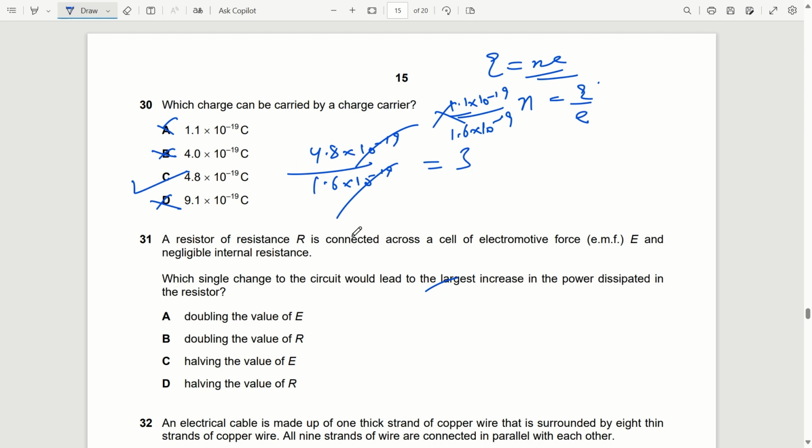Question 31. A resistor of resistance R is connected across a cell of electromotive force E and negligible internal resistance. Which single change to the circuit would lead to the largest increase in power dissipated? Now we know that power dissipation is given as P is equal to V square by R. So doubling the value of E will increase the power by a factor of 4. Doubling the value of R will decrease it by 2, so it will be 1 by 2. Halving the value of E will reduce it by 1 by 4. Halving the value of R will increase it by 2. So doubling the value of E will increase the power dissipation. Option A is correct.